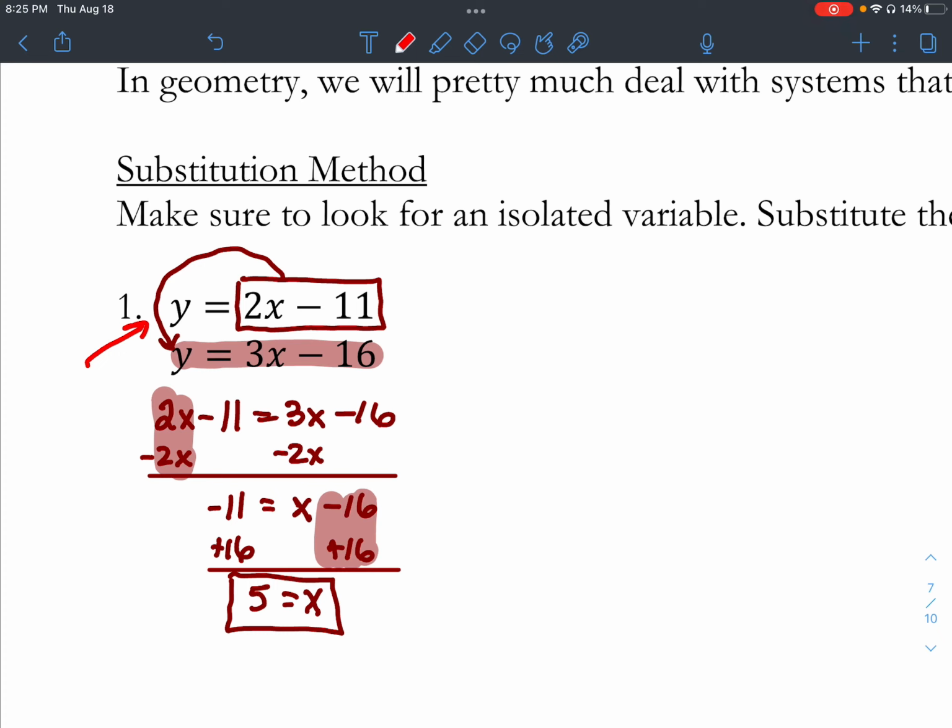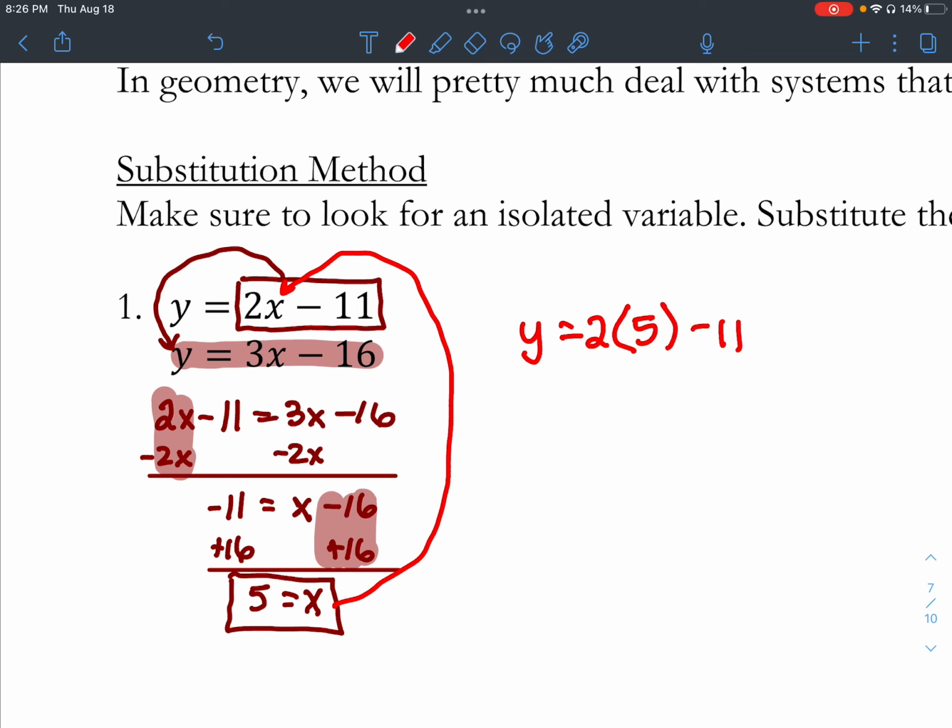My personal preference is to pick the one with positive numbers and smaller numbers. In this case, I'm going to pick this equation right here. It has a smaller x value and a smaller negative number. So I'm going to take this x equals 5 and plug it in right there. Now it looks like y equals 2 times 5, minus 11. Your y value is 10 minus 11, so my y value is negative 1.